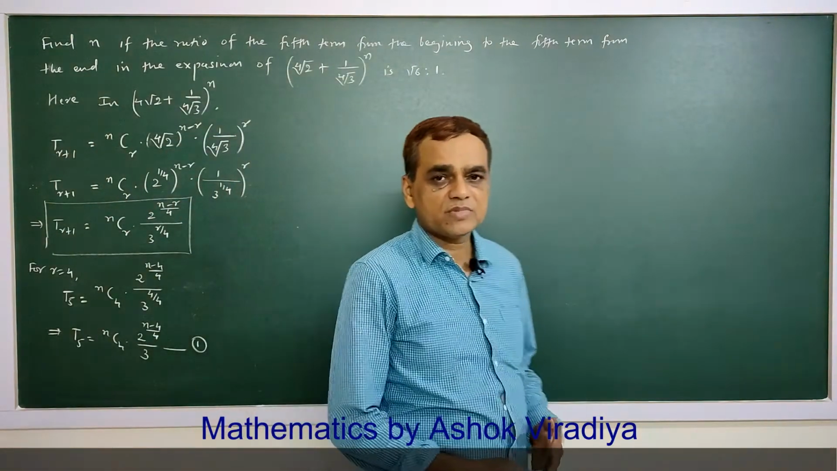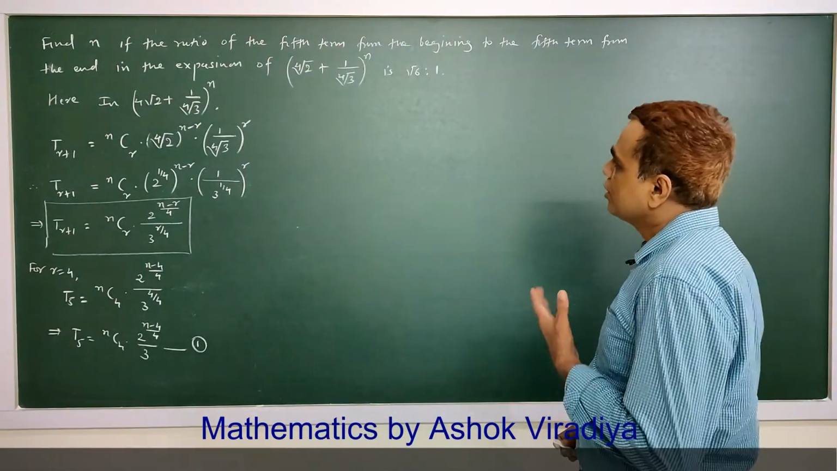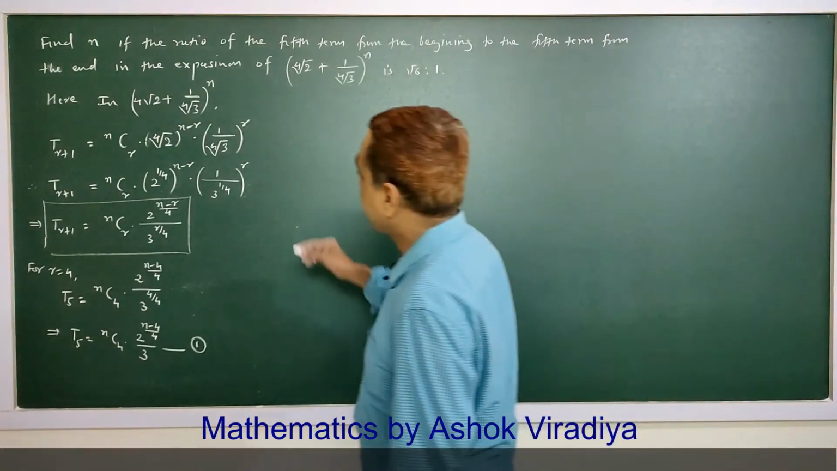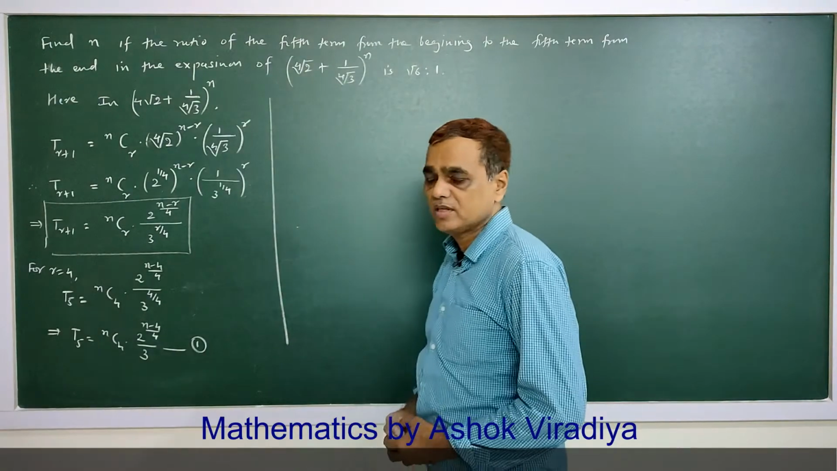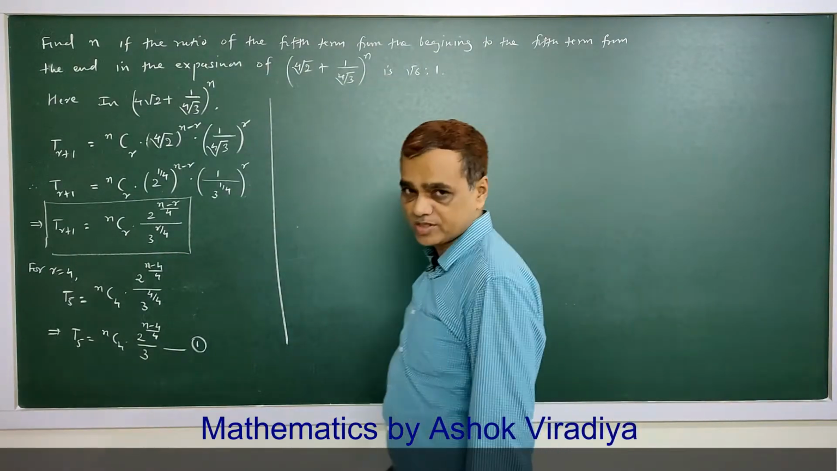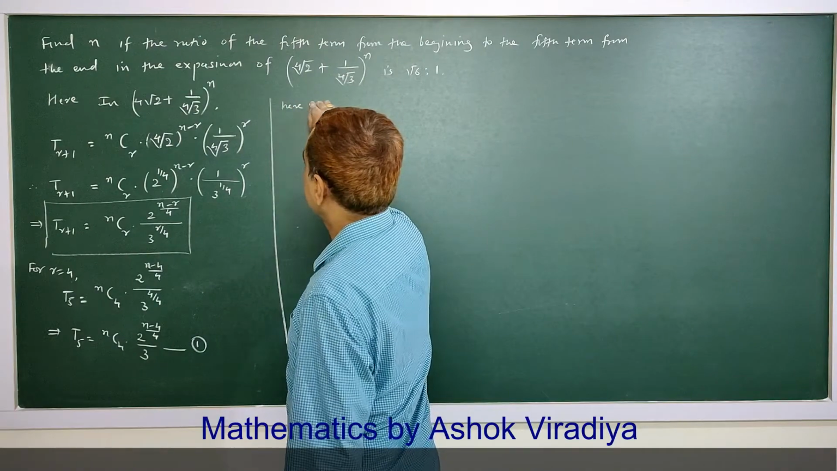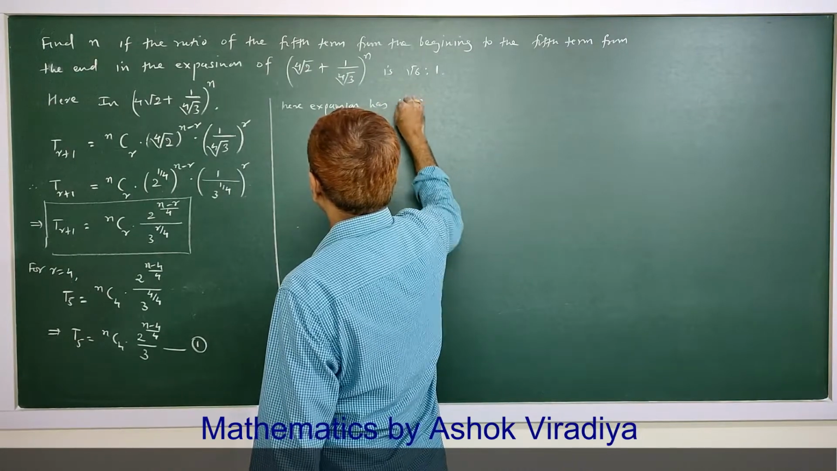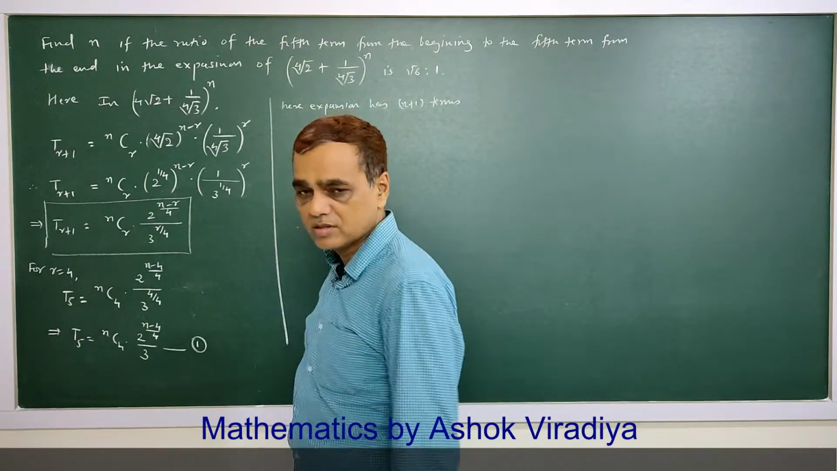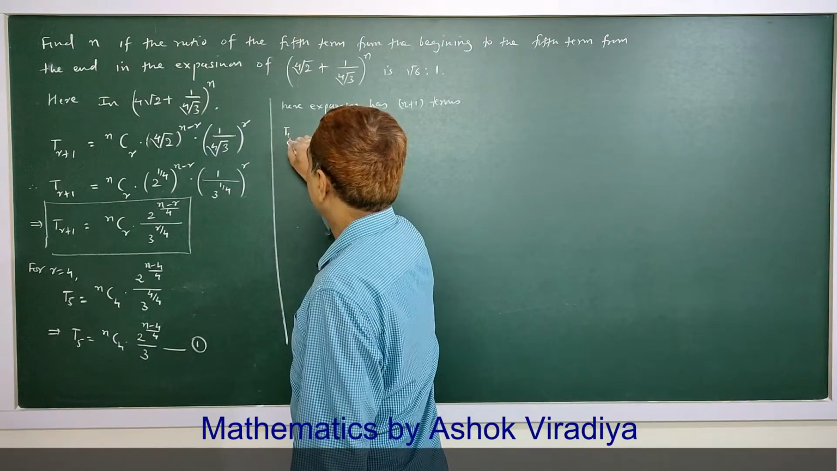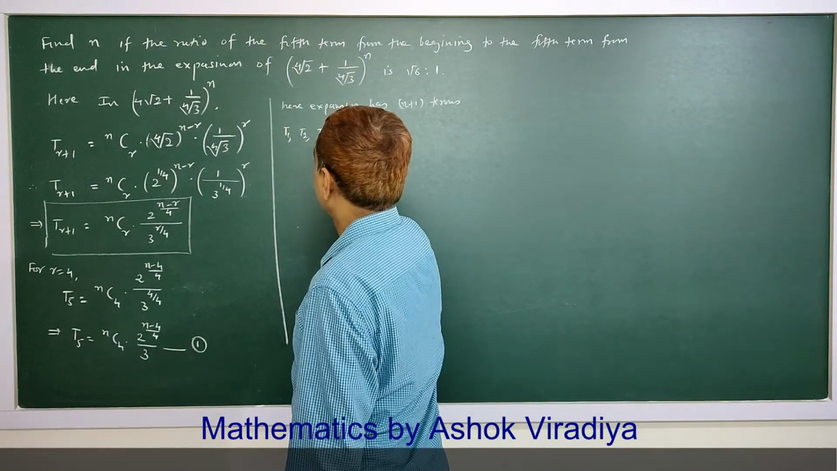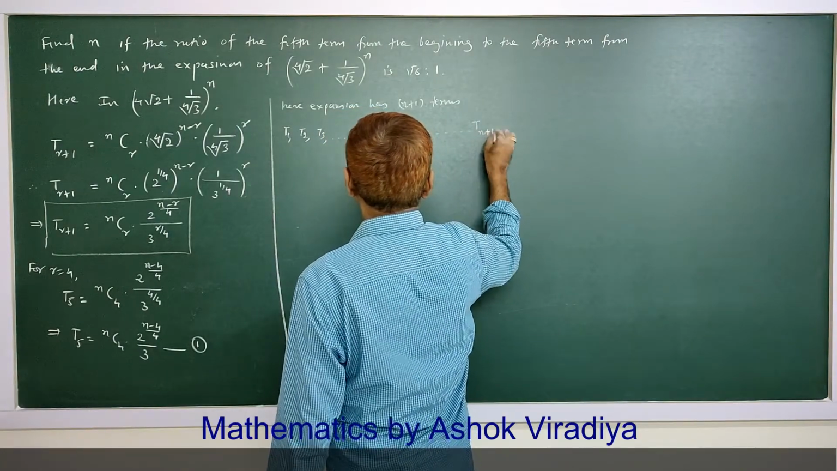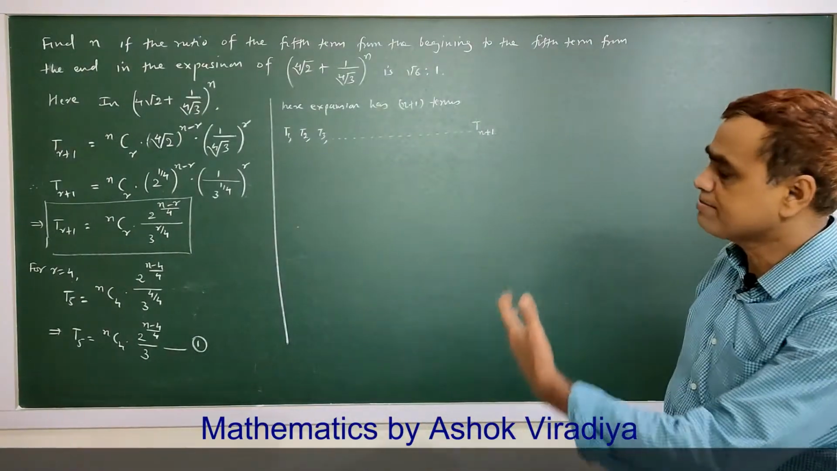Fifth term. Now we are going to get the fifth term from the end. So here the expansion has n plus 1 terms. So that means first term, second term, third term, and this is the last term. The expansion has n plus 1 terms.